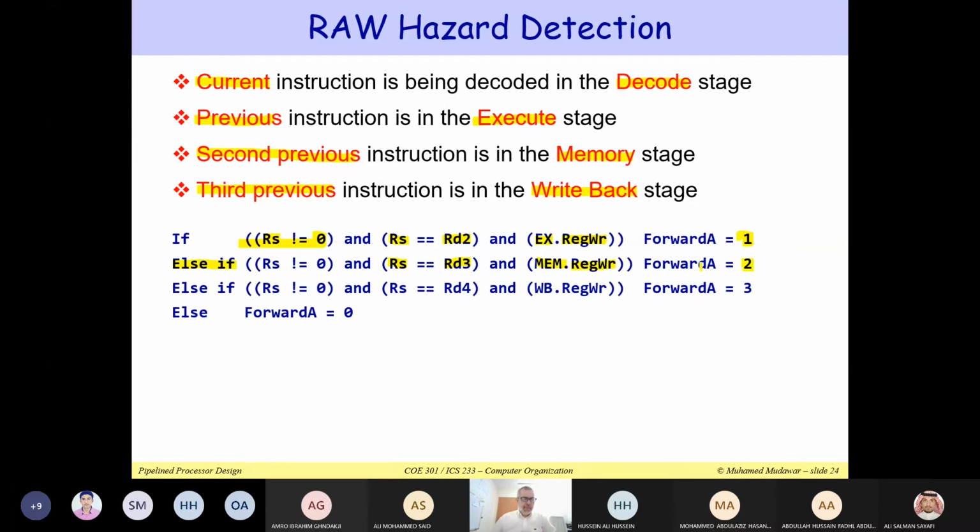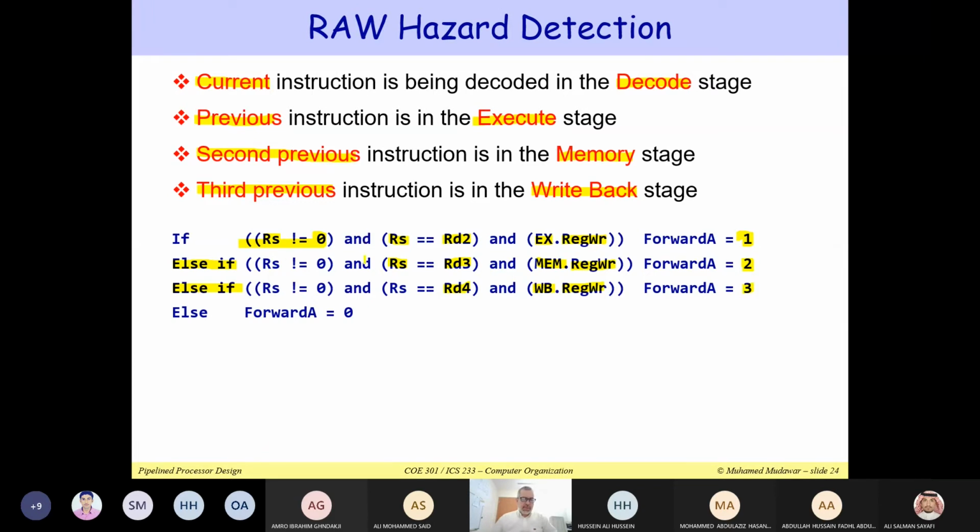Of course, we cannot say forward A equal to 2 unless the first condition is false. And then if it's equal to RD4, now the previous two must be false in order to reach this else if. So basically it's like a priority. We give priorities to these Boolean expressions. And then we have here write back, we have register write in the write back stage, then we choose forward A equal to 3.